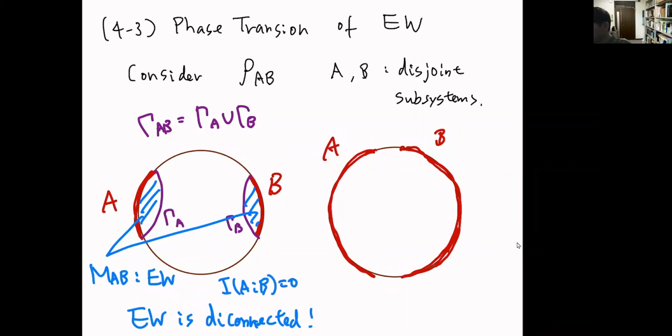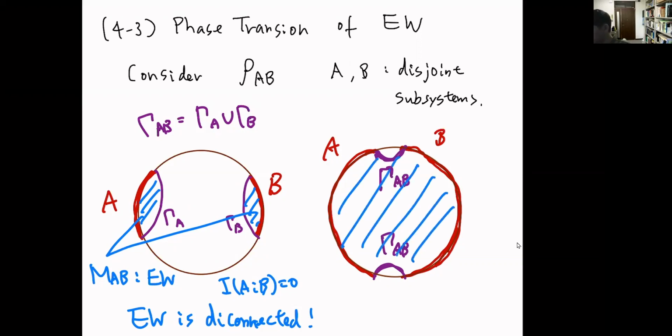On the other hand, in the second case, we have this connected minimal surface gamma AB. You can have a disconnected one, but this area is larger, and we always minimize area. So we always have this. In that case, the entanglement wedge is this full region, a very big region. So the entanglement wedge is connected.